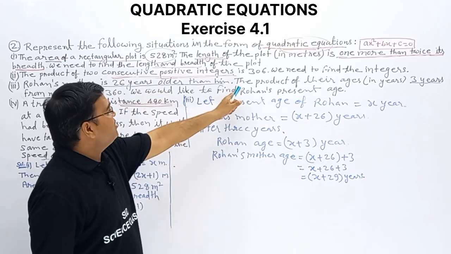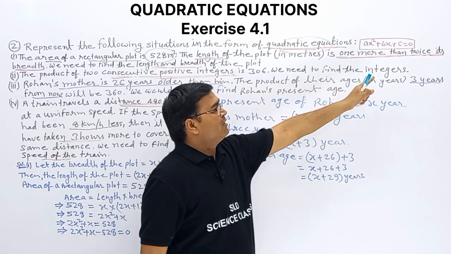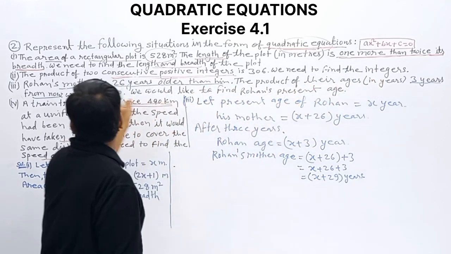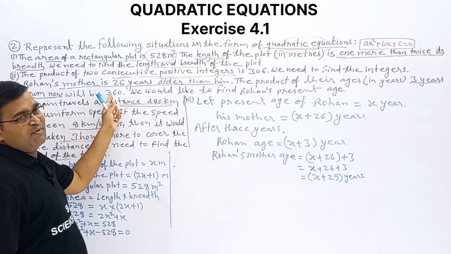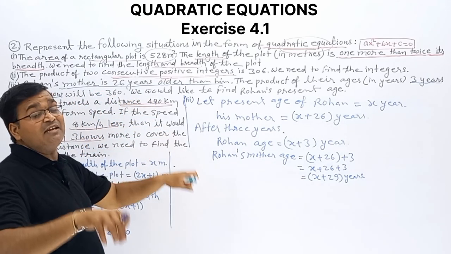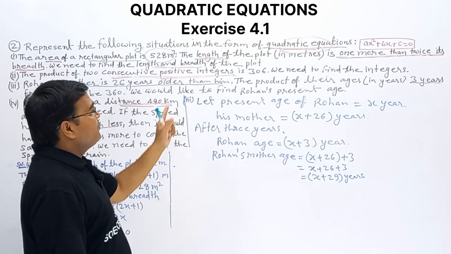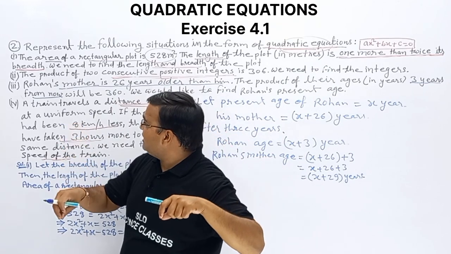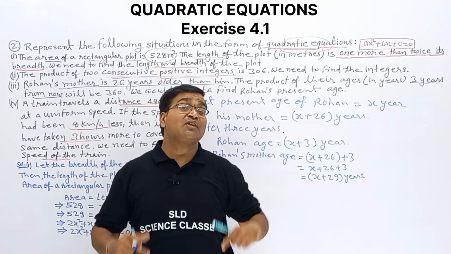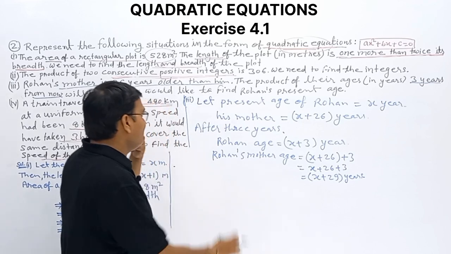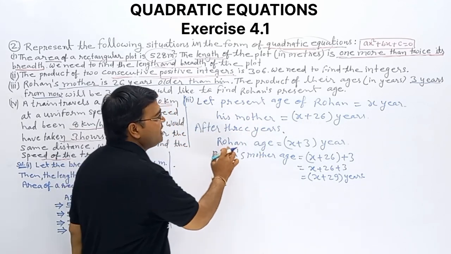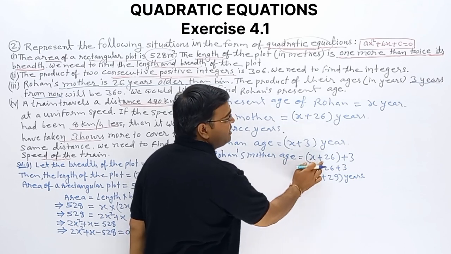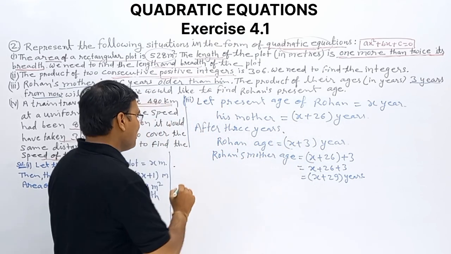Then in the next sentence, the product of their ages. What will we do? The product of their ages will be 360, but not at present time. We will not consider the present age. Product of their ages 3 years from now. आज से 3 years बाद. So we write after 3 years, Rohan's age will be x plus 3 and Rohan's mother will be this one. We are solving according to the question.